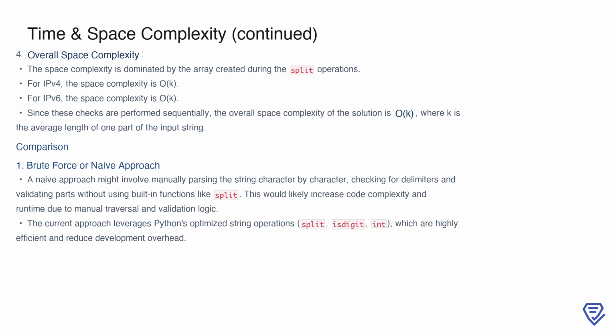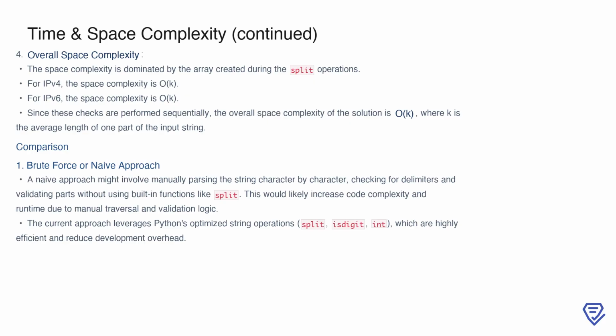For IPv4, this complexity is O(k), as the split operation handles at most 4 parts. For IPv6, the complexity is similarly O(k), since the split operation handles at most 8 parts. Since these checks are performed one after the other, the overall space complexity remains O(k), where k is the average length of one part of the input string.